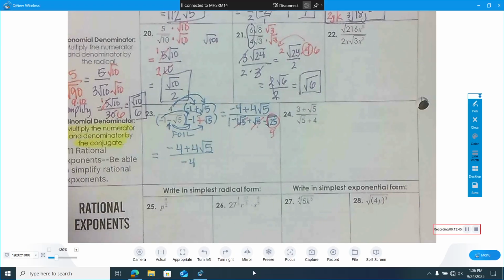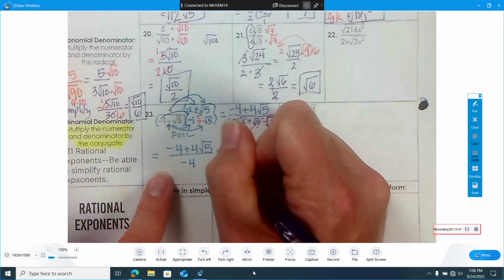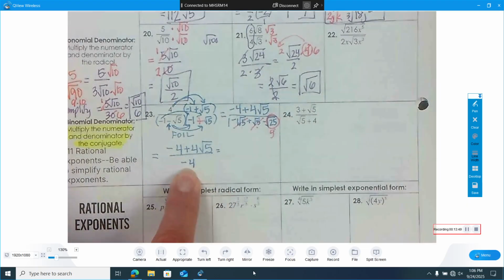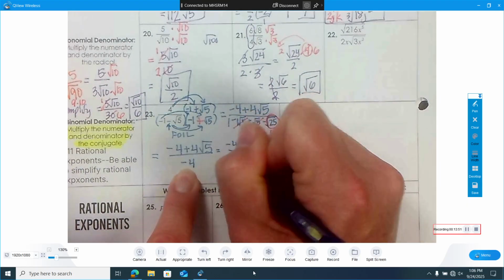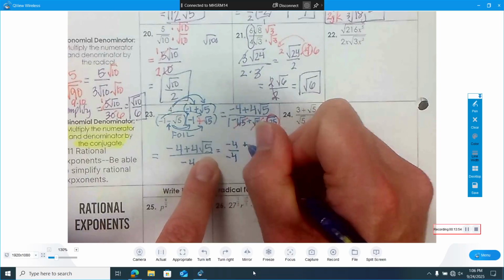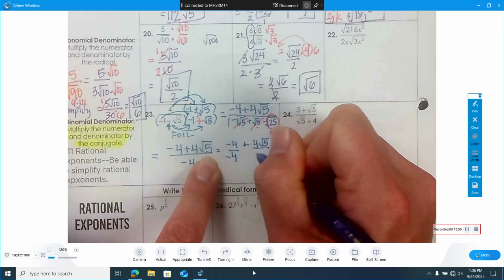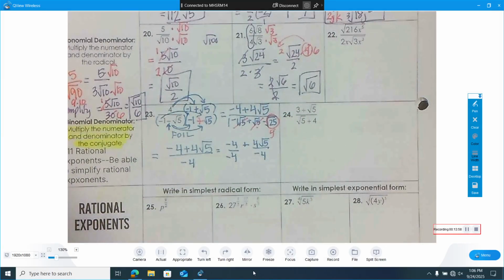We can simplify. There's a lot of 4s here. My favorite thing to do is this -4 is dividing both terms above. So this is my favorite way to simplify these things. That -4 has to divide both items above, both terms above.